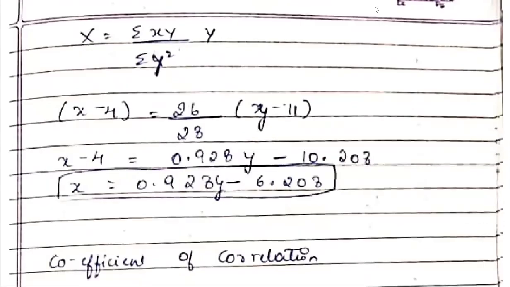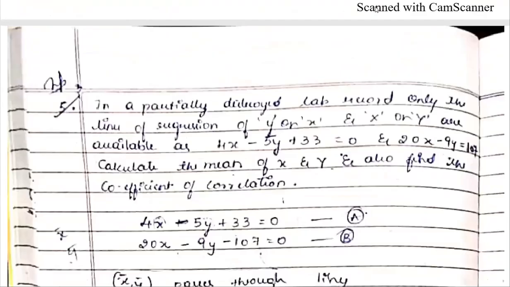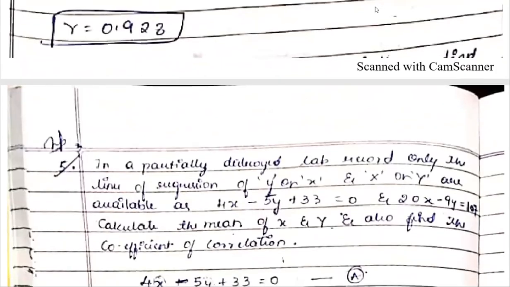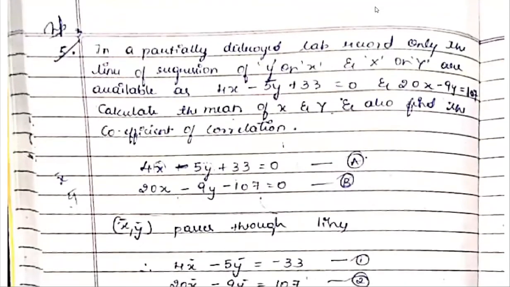Now moving on to the next kind of problem. Okay, we'll go for the next problem. I'll read out the question. In a partially destroyed lab record, only the lines of regression of y on x and x on y are available, as 4x minus 5y plus 33 equals 0 and 20x minus 9y equals 107. Calculate the mean of x and y and also find the coefficient of correlation.